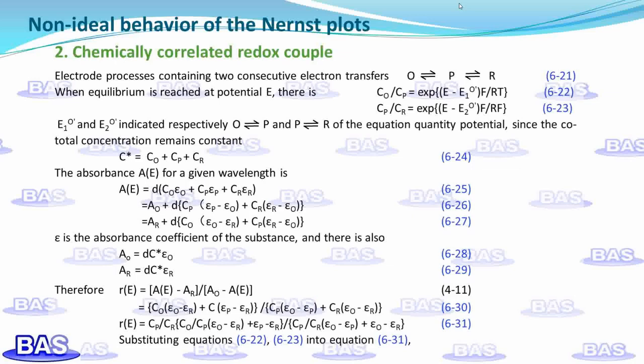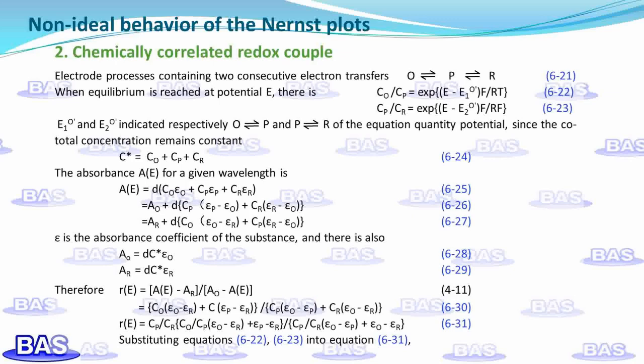Considering the processes containing two consecutive electron transfers, it can be expressed as the following reaction equilibrium. When the potential is applied and equilibrium is reached, there are two concentration relationships, where E1 represents the potential for the equilibrium of the oxidized state to the intermediate state reaction, and E2 represents the potential for the equilibrium of the intermediate state to the reduced state reaction.